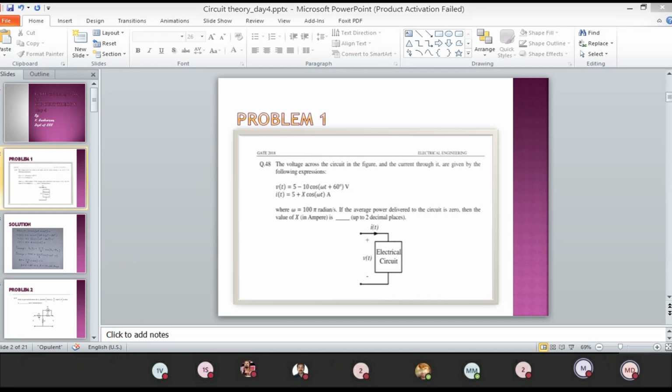So dear students, most of the questions you have studied in your circuit theory for power and AC circuit analysis will be based on direct formula substitution. But questions like this are very, very important, which will test your skill, right? Now let us go to the solution.